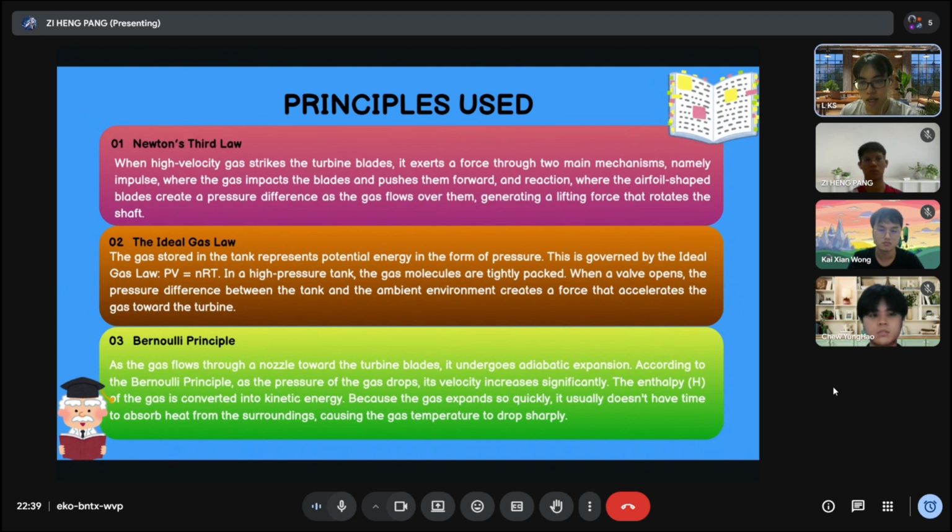As the gas flows through a nozzle toward the turbine blade, it undergoes adiabatic expansion. According to the Bernoulli principle, as the pressure of the gas drops, its velocity increases significantly. The enthalpy of the gas is converted into kinetic energy. Because the gas expands so quickly, it usually doesn't have time to absorb heat from the surroundings, causing the gas temperature to drop sharply.